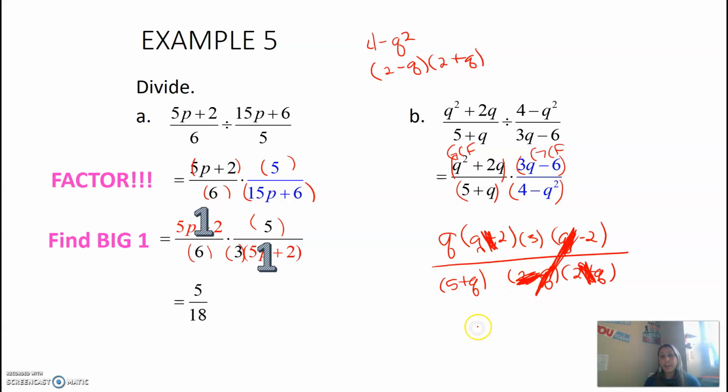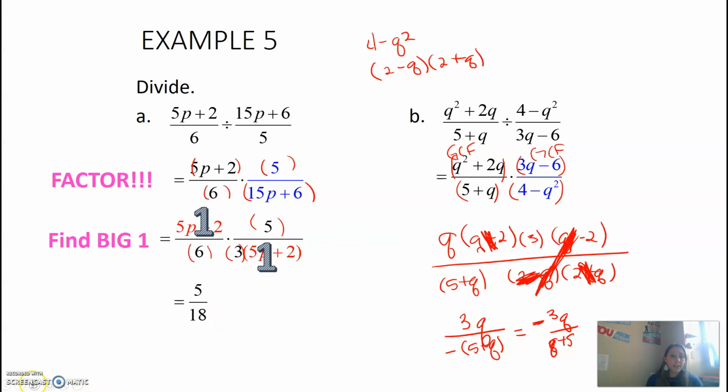Now when we factor, we're going to get q times 3, that's what's left, so 3q, over 5q plus 5 plus q times negative 1, which would be negative 5 plus q, or q plus 5. And we can never have a negative in the denominator, so it's really going to equal negative 3q over, I'm going to rewrite it, q plus 5. Okay? So that's one way to do it. And that way will work.